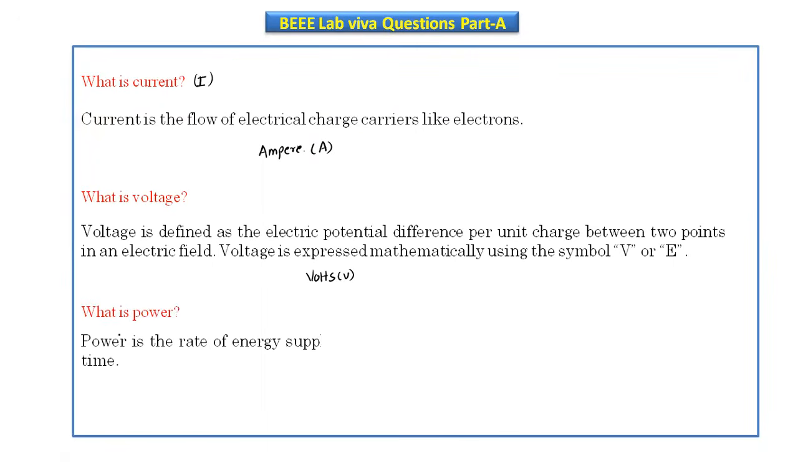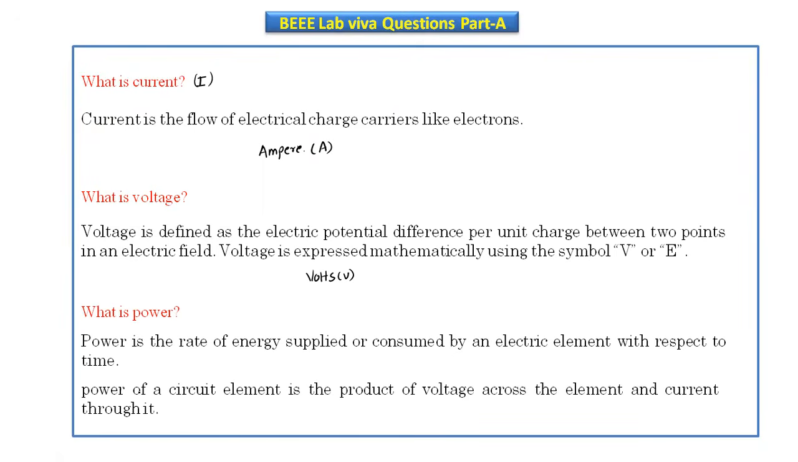Next, what is power? Power is the rate of energy supplied or consumed by an electric element with respect to time. The power of a circuit element is the product of the voltage across the element and the current passing through it. So we can also indicate power is equal to voltage times current. The product of voltage and current is called power, and the unit is watts. This is about current, voltage, and power.